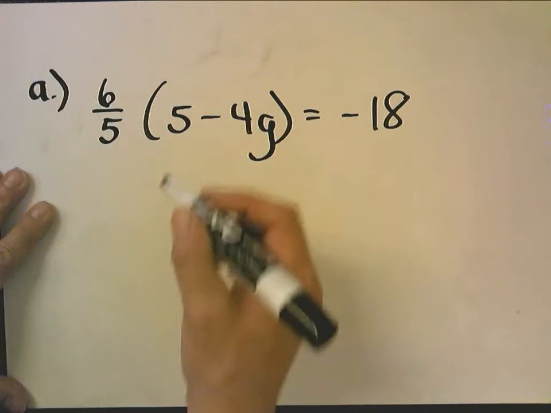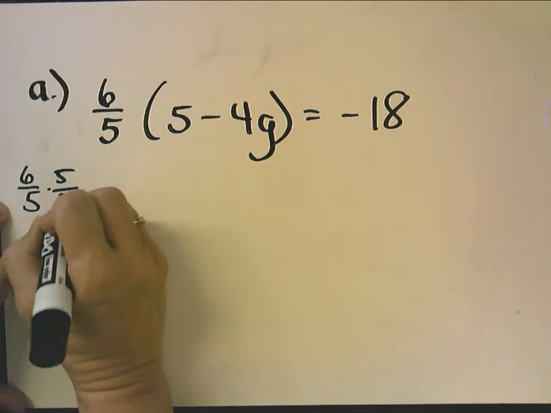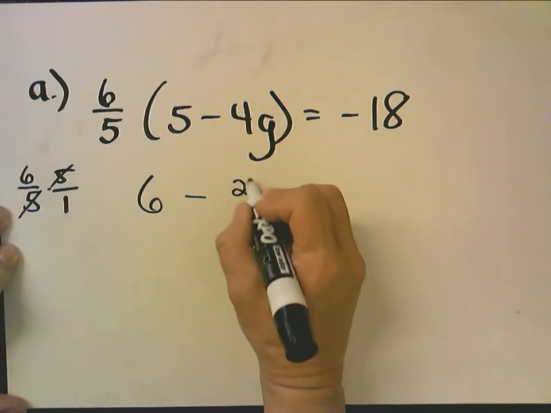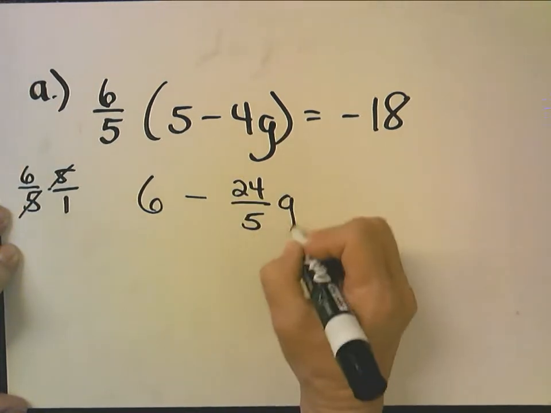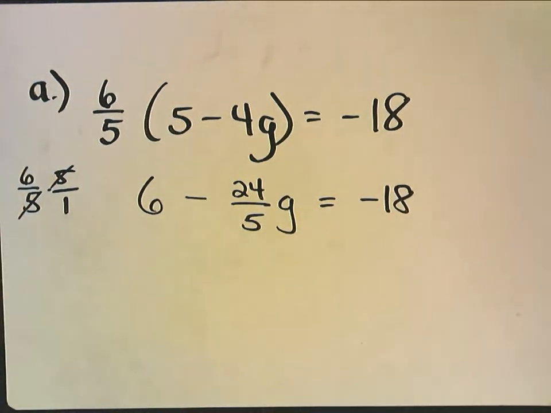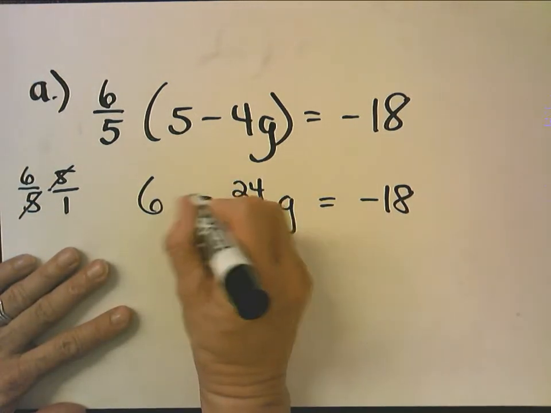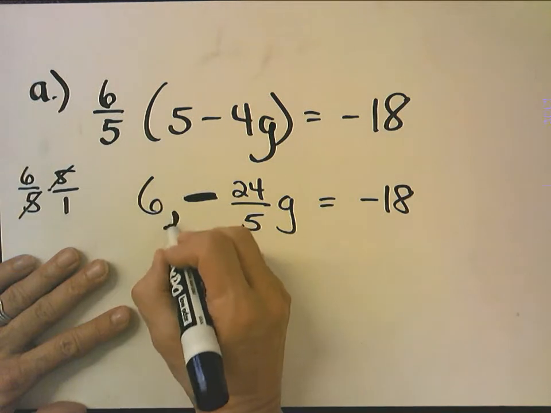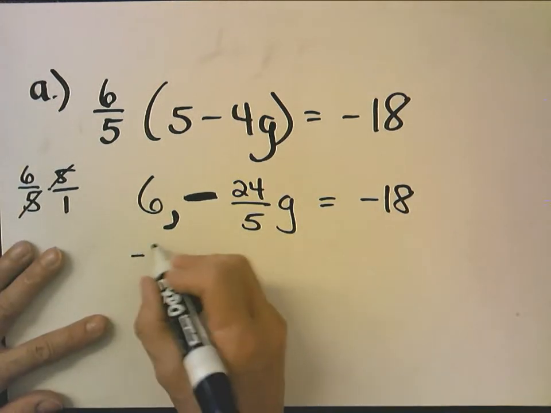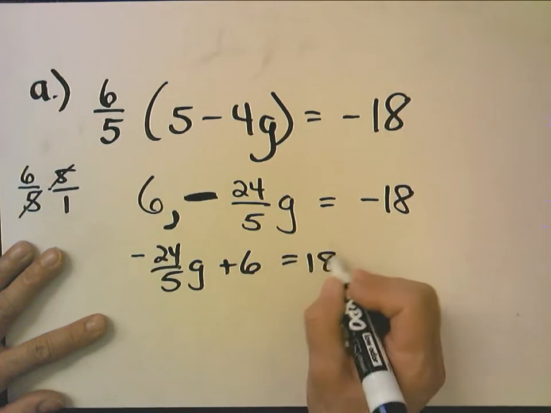So the first thing I'm going to do is distribute, because 6 over 5 times 5 over 1, using my superpower, that becomes a 6. Minus 24 fifths over g equals negative 18. Now, I can rewrite this, because remember, when we have a variable that's being subtracted, we want to think the variable's negative, this number's positive. So I'm going to rewrite it as negative 24 fifths g plus 6 equals negative 18.